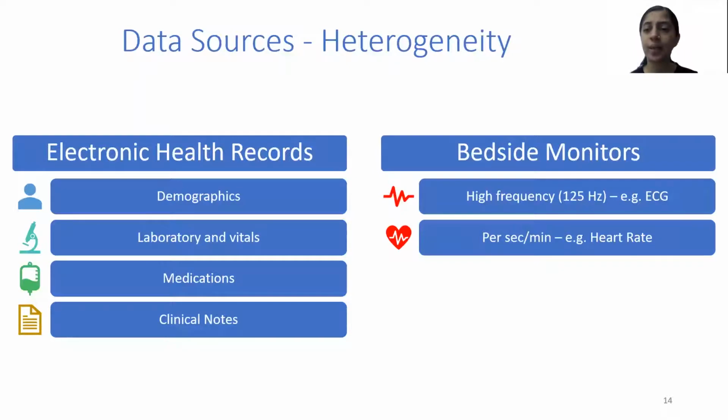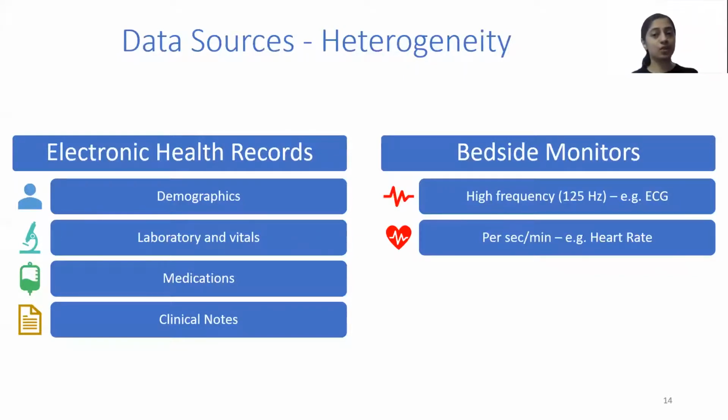On the other hand, bedside monitors are automated monitors which are connected to the patients, and they continuously record the physiologic signals of the patients as long as they're connected to the patient. So they typically record very high frequency signals such as ECG, which are at 125 hertz, or they also have per second and per minute signals such as the heart rates.